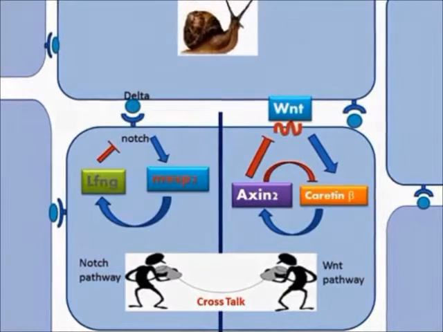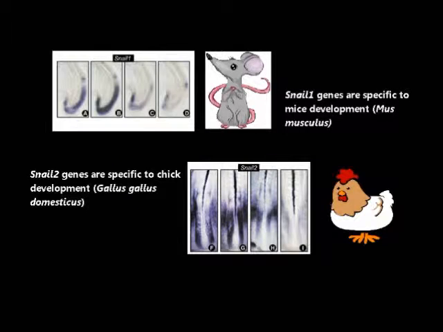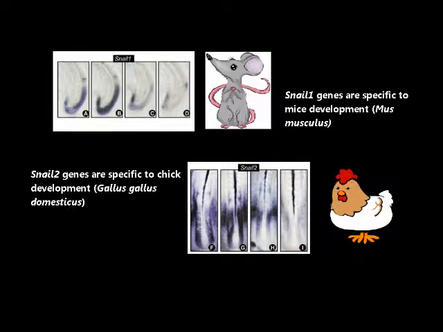And so we started to look at these snail genes because in different developmental contexts they've been described to be downstream of the Wnt pathway or of the Notch pathway, and since those are two of the key pathways involved in somitogenesis, we thought it'd be an interesting point of investigation.